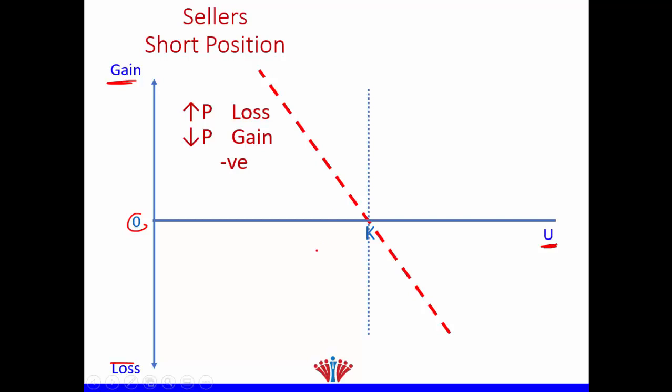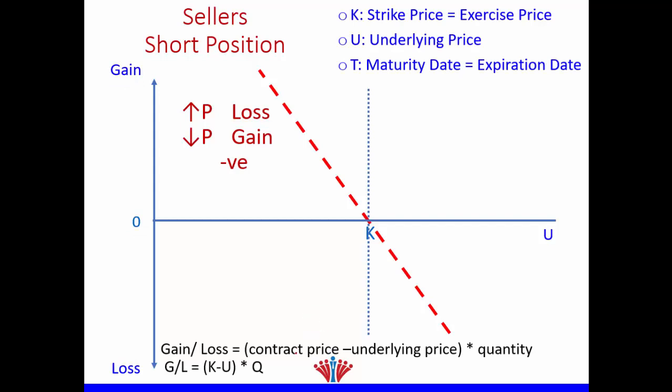So what will be the formula of gain or loss for the short position or the seller? The gain or loss will be equal to the contract price, which is called the exercise price or strike price, minus the underlying price, which means the price that will be prevailing in the market in the future when the contract reaches its maturity or expiration date. This will give you the gain or loss per unit. If I'd like to get the total gain or loss, multiply by quantity. Therefore, using symbols, gain or loss G/L is equal to K, the contract price, minus U, the underlying price. All of this will give you the gain or loss per unit. To get the total gain or loss, multiply by quantity.